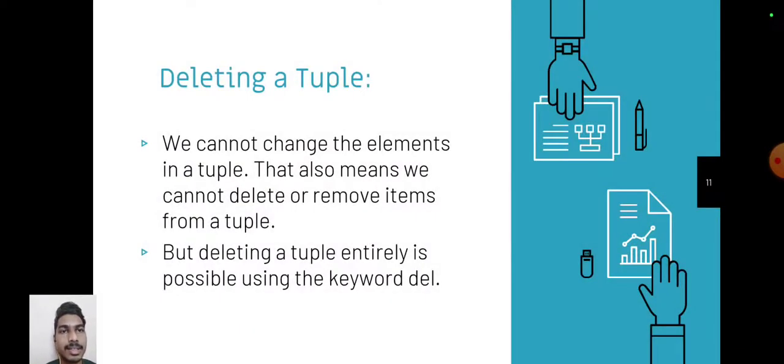Next one is deleting a tuple. We cannot change the elements in a tuple. That also means we cannot delete or remove items from a tuple. But deleting a tuple entirely is possible using the keyword called del. So we can use the del keyword to delete a whole tuple.